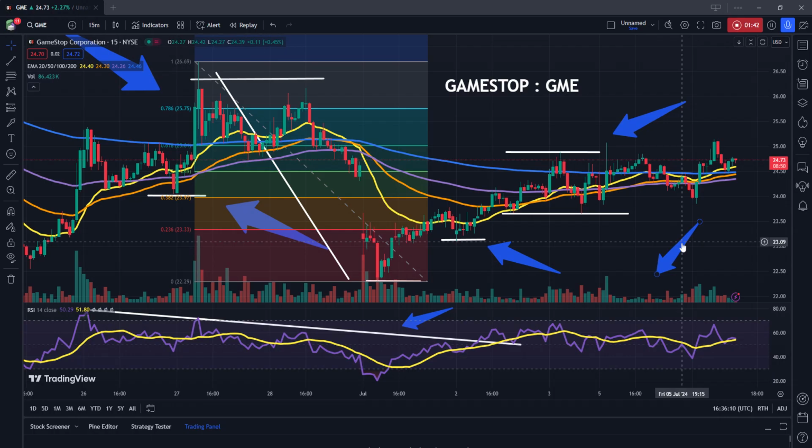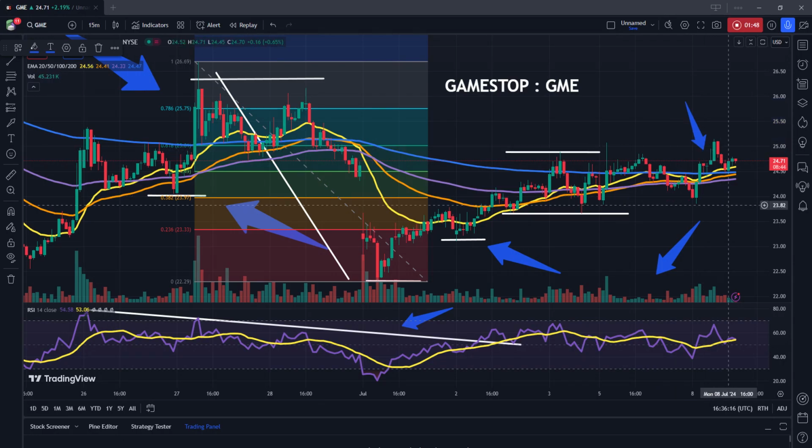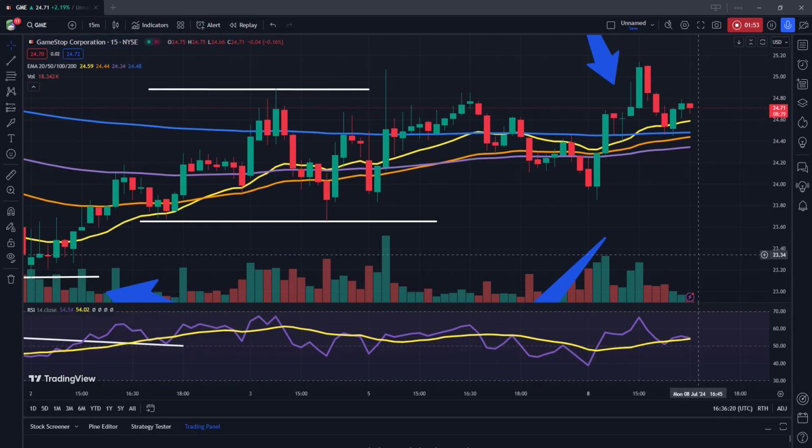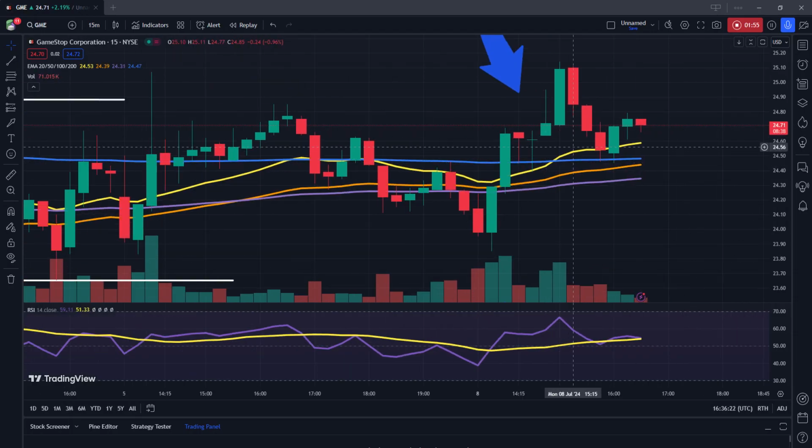Okay, so specifically, what I'm mentioning here would be this break above this moving average cluster. That would be the colorful lines that can be seen here. You've got the 20 period EMA, which is the yellow line. Blue is the 200 period EMA. The orange line is the 50 period EMA, exponential moving average. And the purple line is the 100 period exponential moving average.